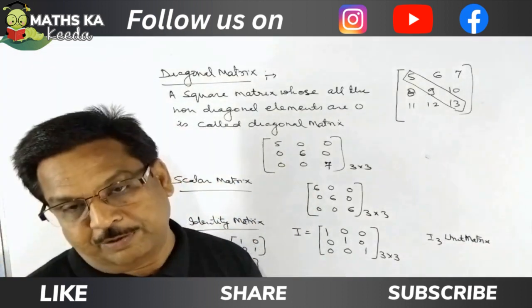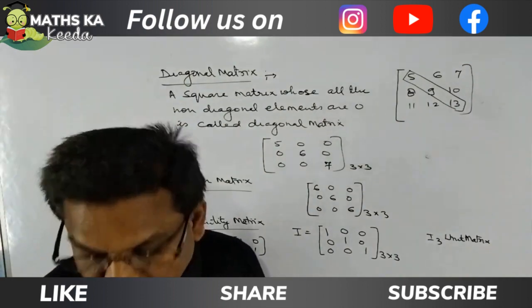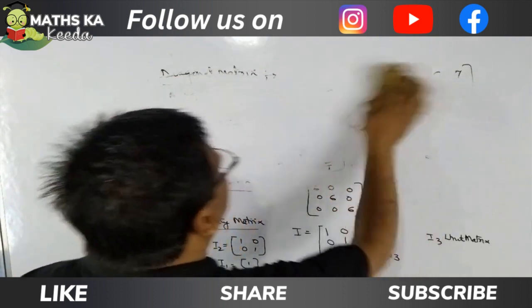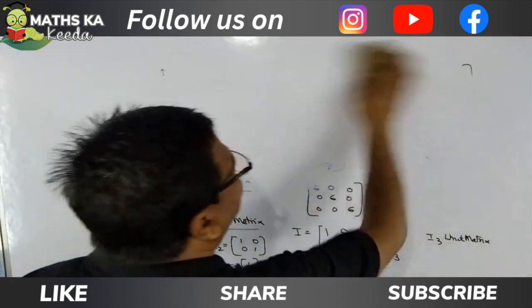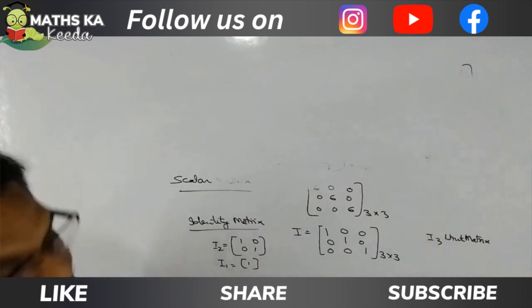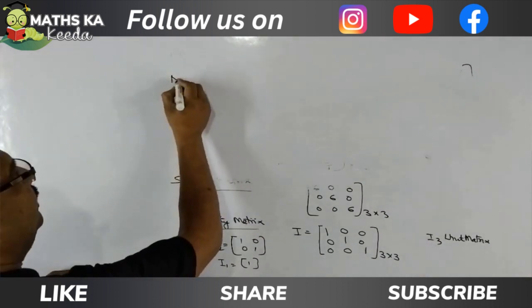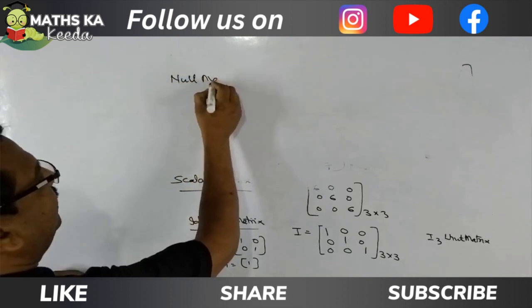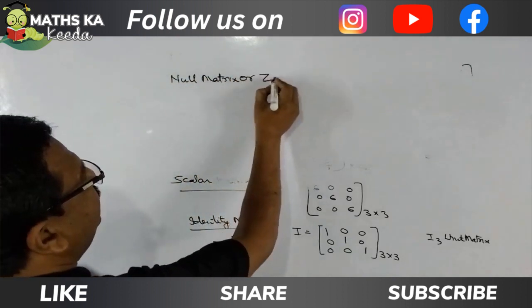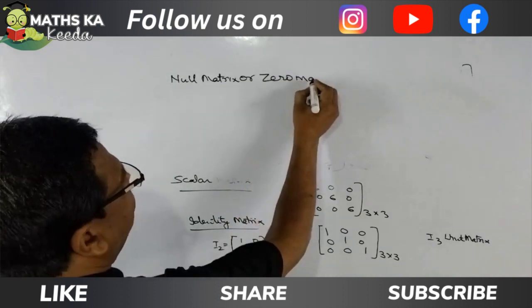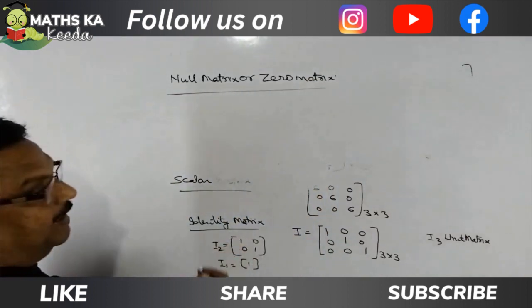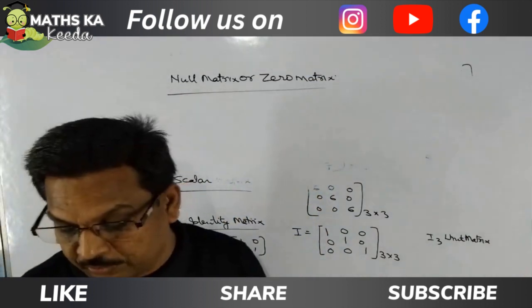After this one I want to tell you about the null matrix, or you can say zero matrix. Look, null matrix, as the name is very easy. Null matrix or zero matrix. So what happens here is, a matrix whose all elements are 0.